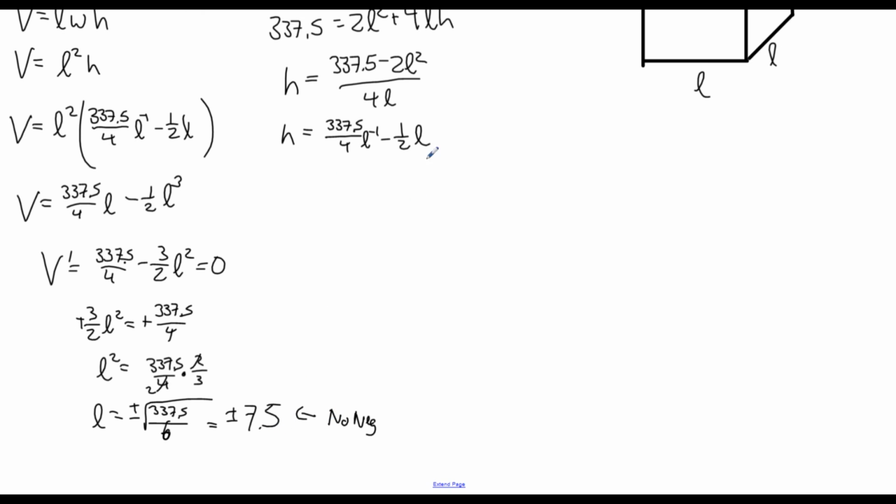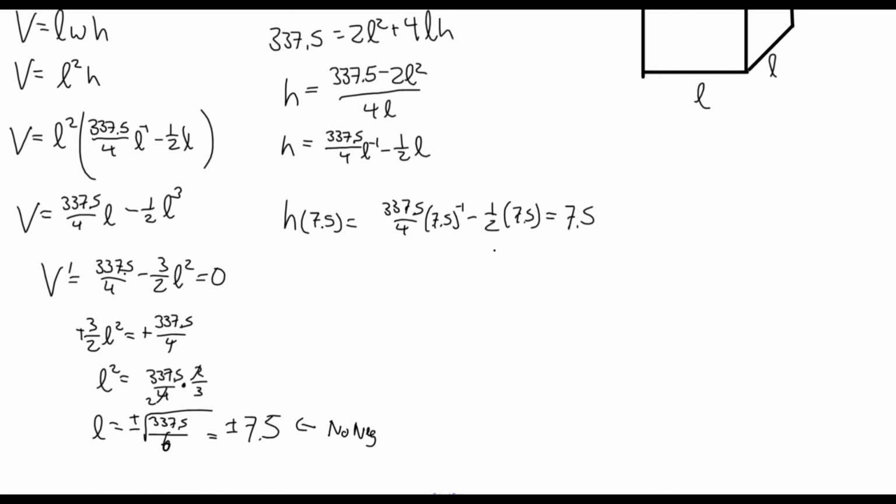Now, if I go back to this equation and I find h of 7.5 here, going 337.5 over 4 times 7.5 to the negative 1 minus a half times 7.5, I get, and this is also crazy, if you type this in your calculator, and you should do it, just to check me, I get 7.5 again. And it's crazy that I have that.